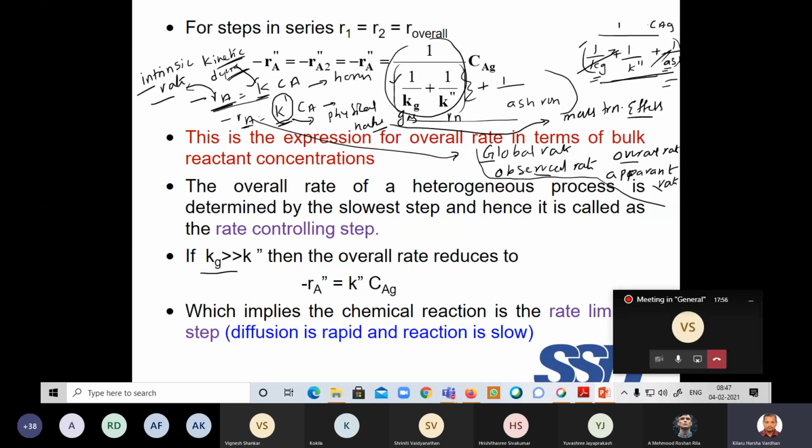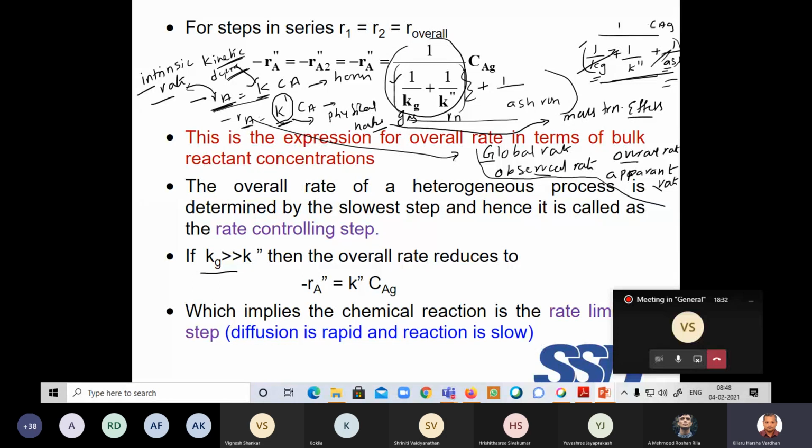How much the rate is being reduced, that is what we give in terms of Thiele's modulus. That we'll see in the next lectures, not now. So your rates will always be less than your intrinsic rate. How much this mass transfer is affecting the rate, that is one dimensionless number, the Thiele's modulus. So due to the mass transfer, how much rate is being reduced, that we'll see a bit later.